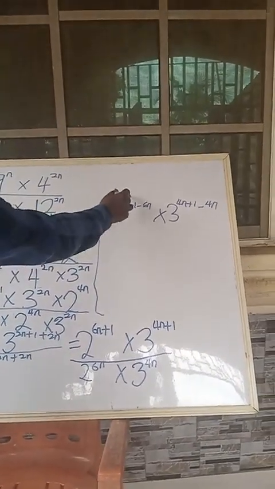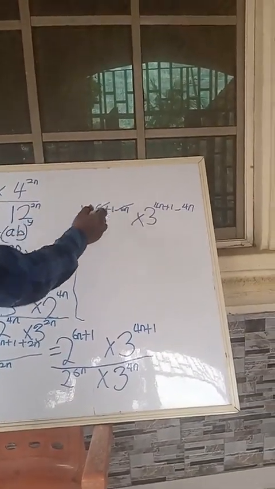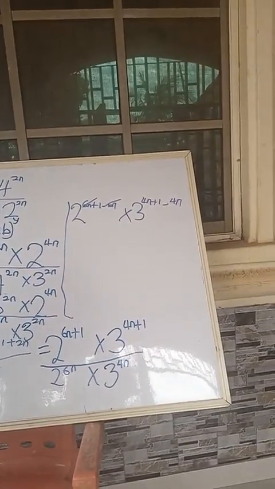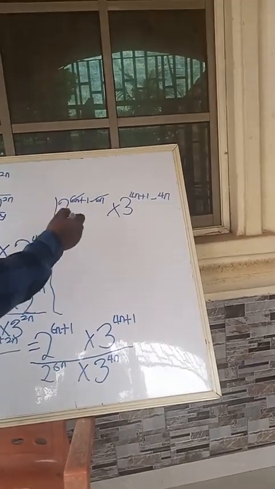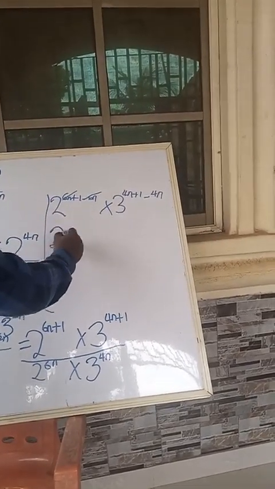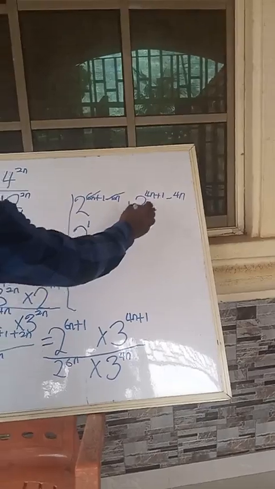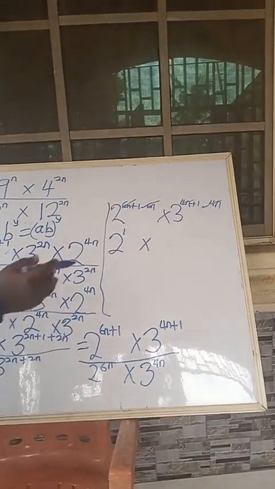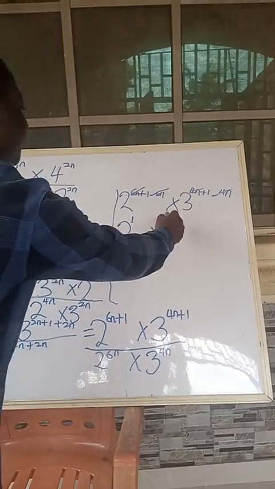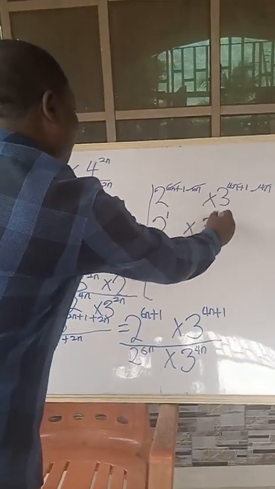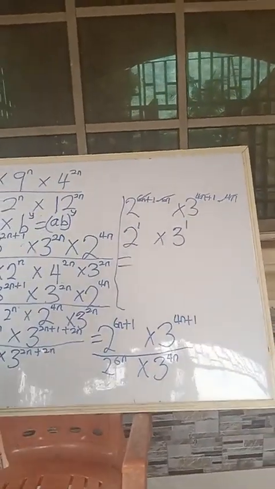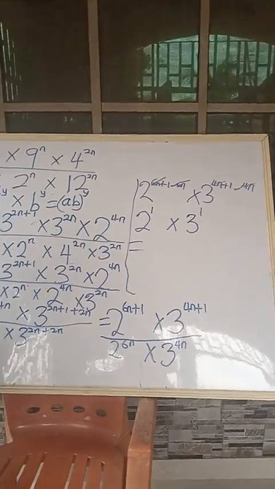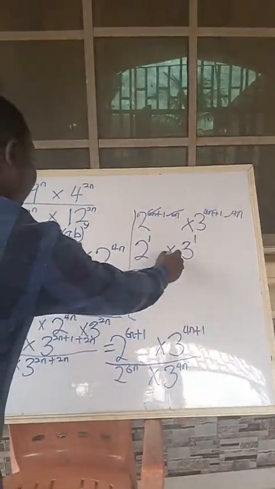And here 6n minus 6n is equal to 0. So 0 plus 1, that is 1. So this is 2 raised to power of 1 times, then 4n minus 4n is equal to 0. Then 0 plus 1, that is 3 raised to power of 1. And the final answer now is 2 times 3, and that is equal to 6.